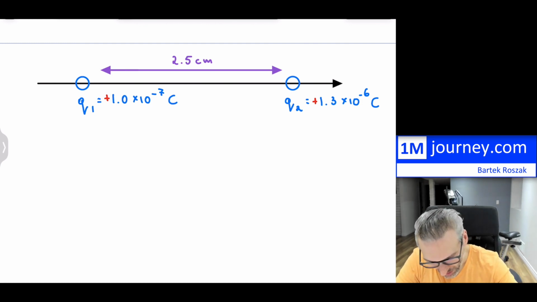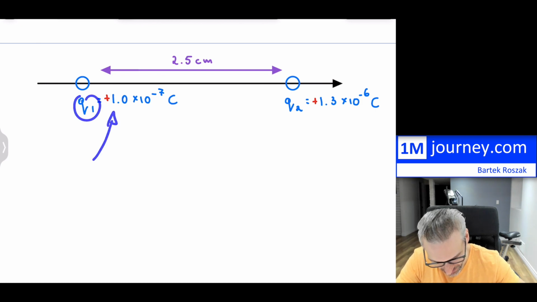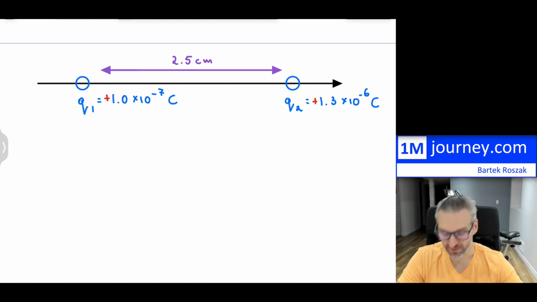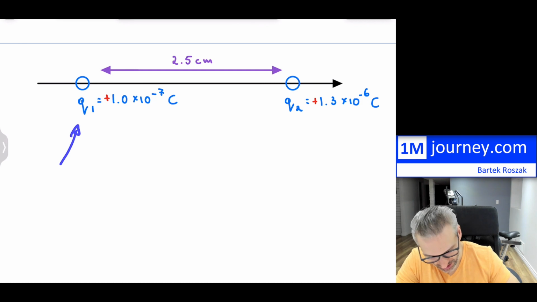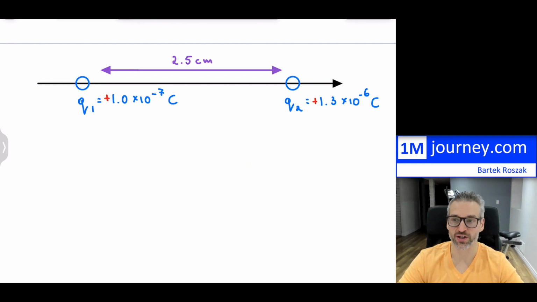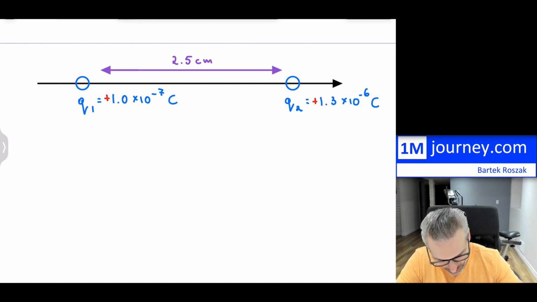So we have two charges. Here's the first one, notice it's positive. Here's the second one, which is also positive. So right away we know that the force on this charge, coming from this charge, is going to be in the opposite direction because they are repelling each other. And then there's also an equal and opposite force on that one.